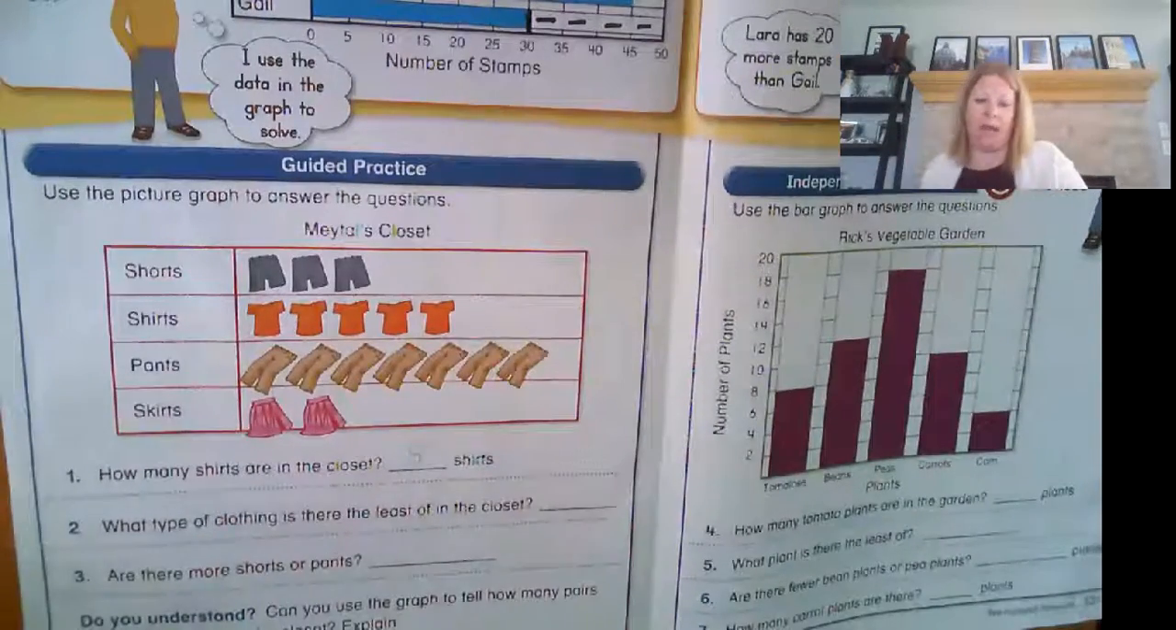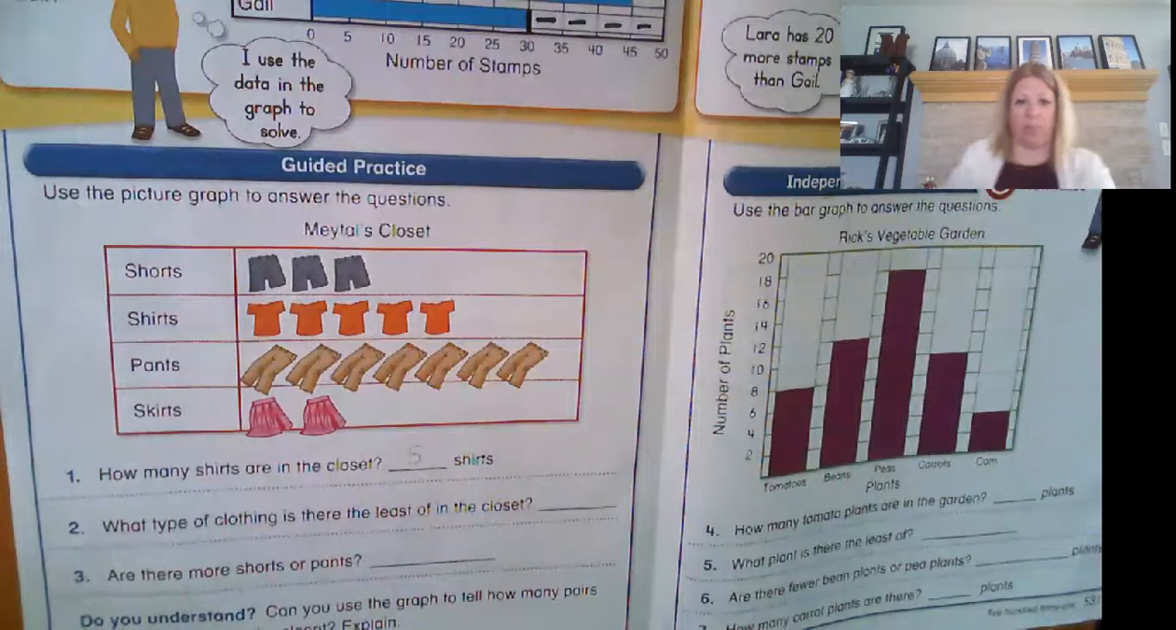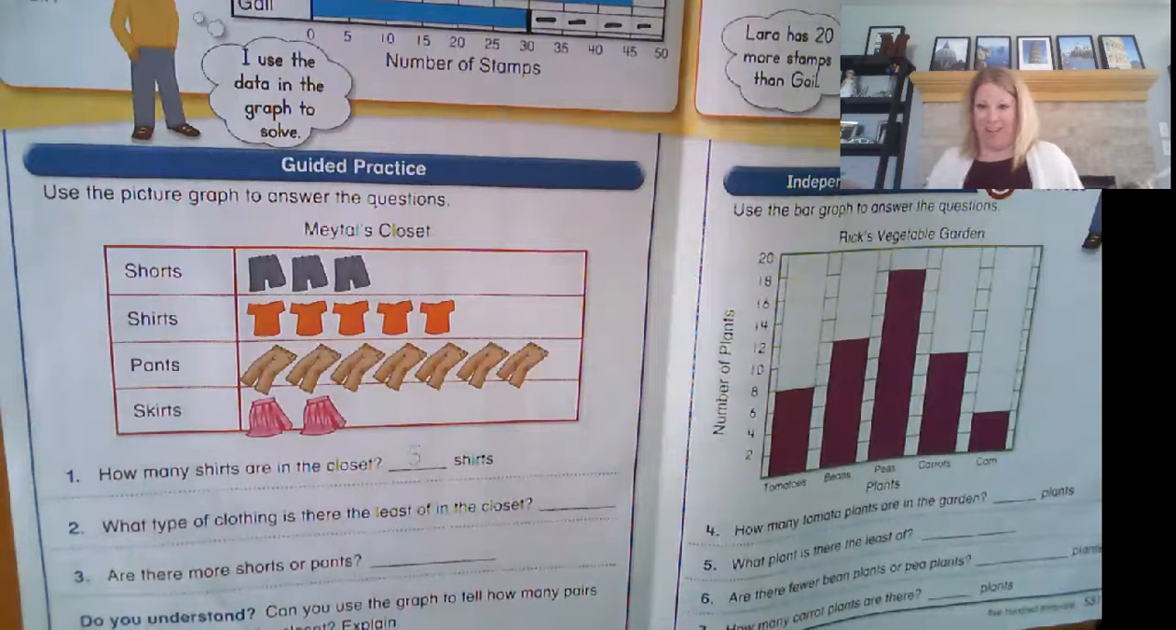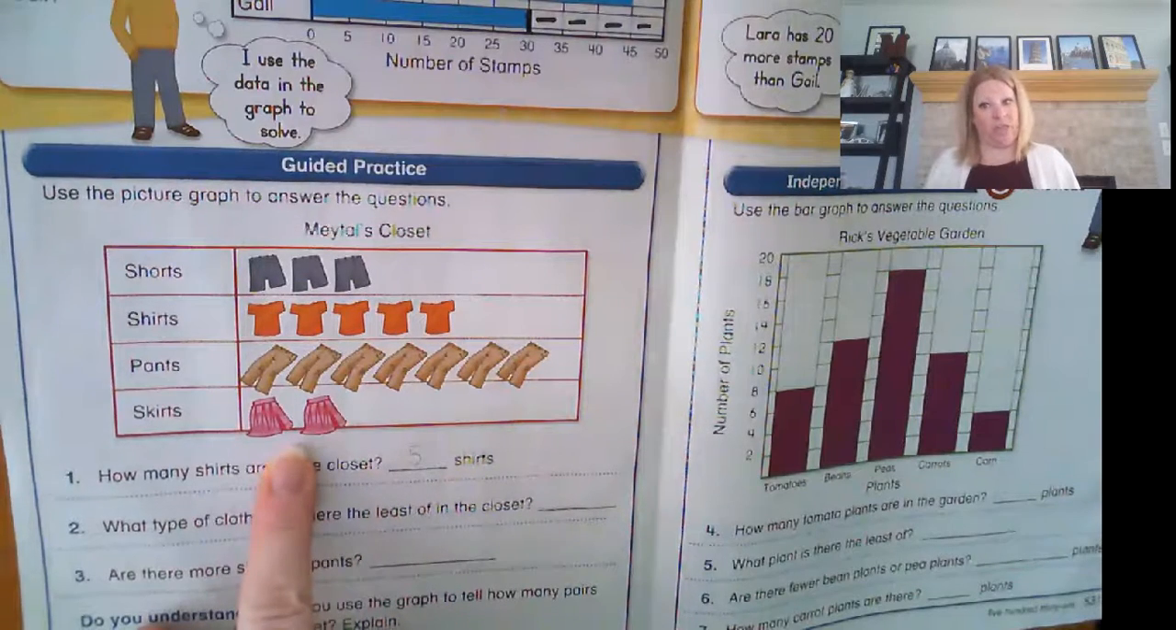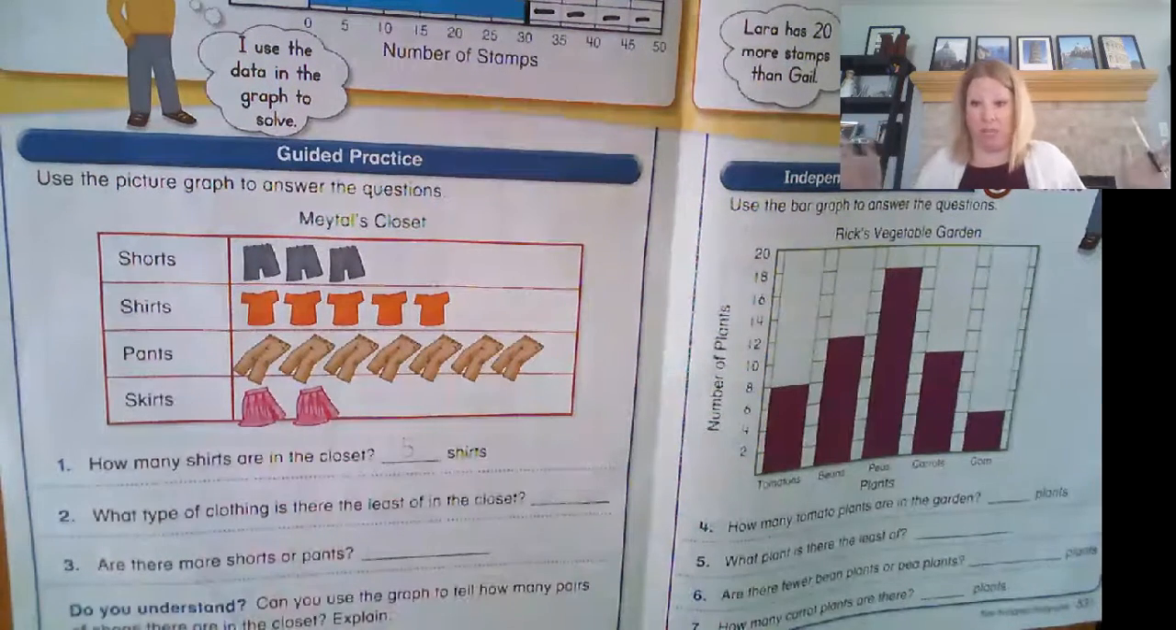Okay, so guided practice says use the picture graph to answer the question. So we have Maytel's closet. That's a weird name. I've never heard of the name Maytel. Interesting. So we see that she has shorts, shirts, pants, and skirts. And I'm assuming it's a girl because of the skirts, right? I mean, if you boys wear skirts, so be it. You can do that at home, right? You can't wear them to school.